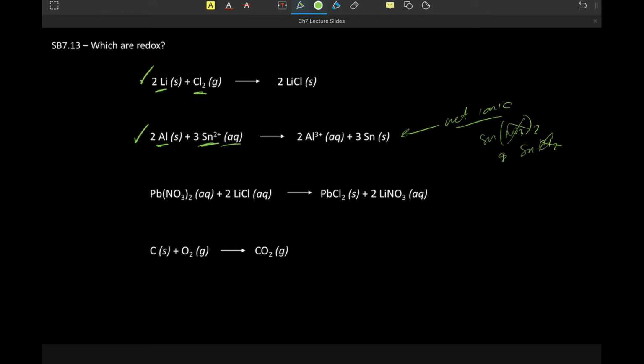Just whatever it was attached to is not important in the scope of the reaction. Okay, next one. Do we have an element on the reactant side? No, so not a redox. Do we have elements? Yes, that one is a redox. Good, makes sense? All right.